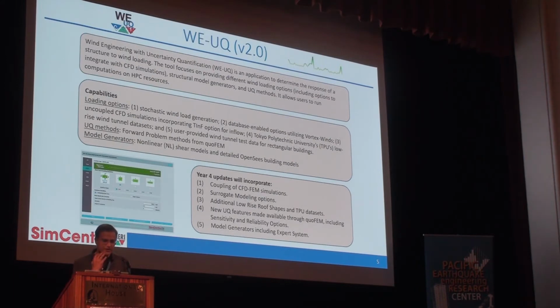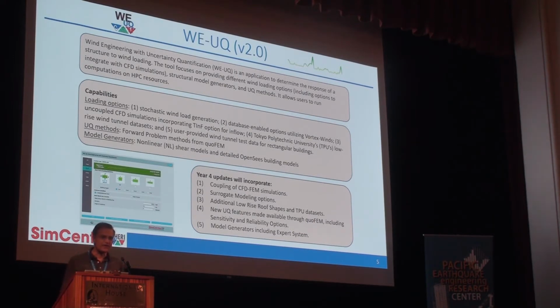The next tool I want to mention is the wind engineering tool with uncertainty quantification, WEUQ. And you have a lot of loading options here. You can have stochastic wind generation. It also automatically will go off to Vortex Winds and pull out of the database there. It'll also pull wind loading from the TPU database. And so you have a lot of different options for selecting your loads in the system.